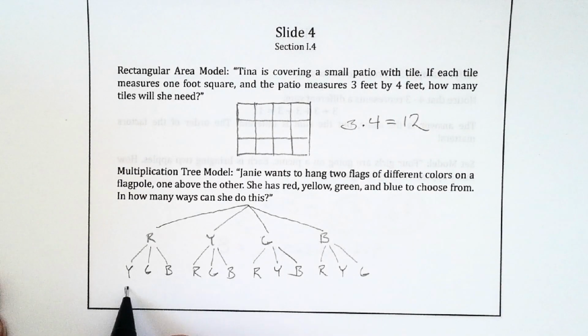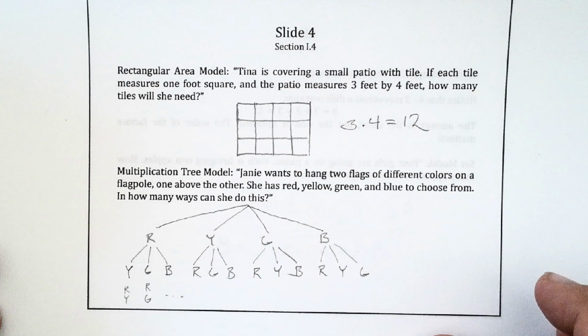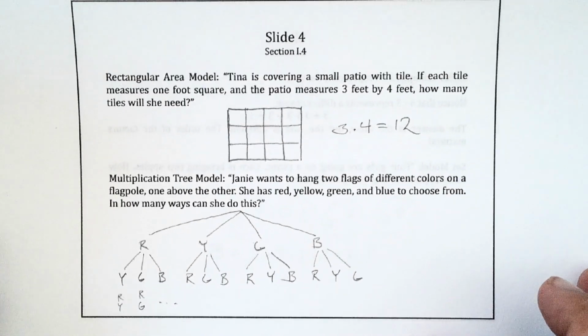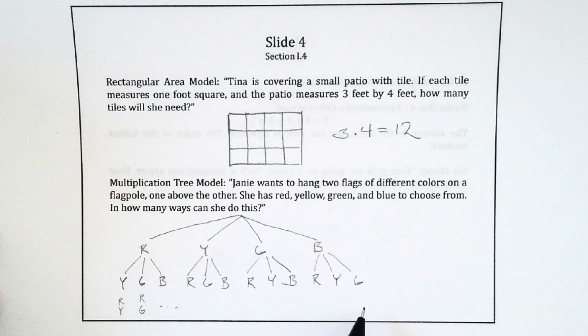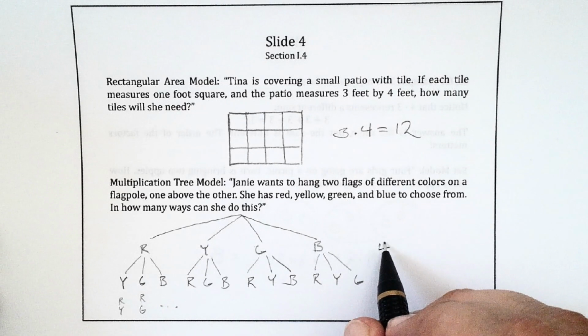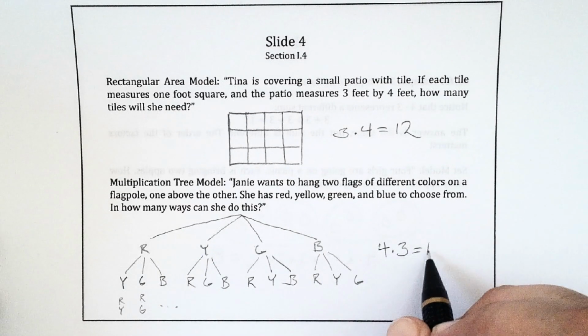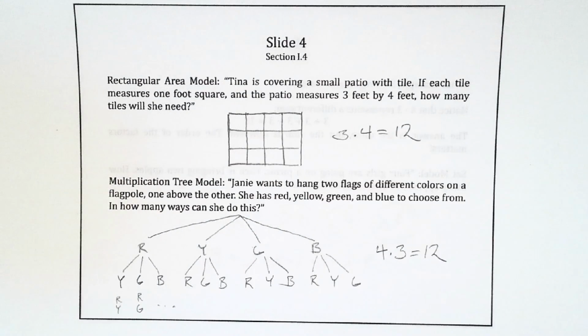And so you see each of these little paths to the bottom represents a pair of choices. Like this is red above and yellow below, red above and green below, so on and so forth. So how many different choices were there in all? There are 12, and this represents 4 times 3. So there's 4 ways to make the first choice. And then once she's made that choice, there's 3 ways to make the second choice. That means there's 12 ways to do the choices in all.